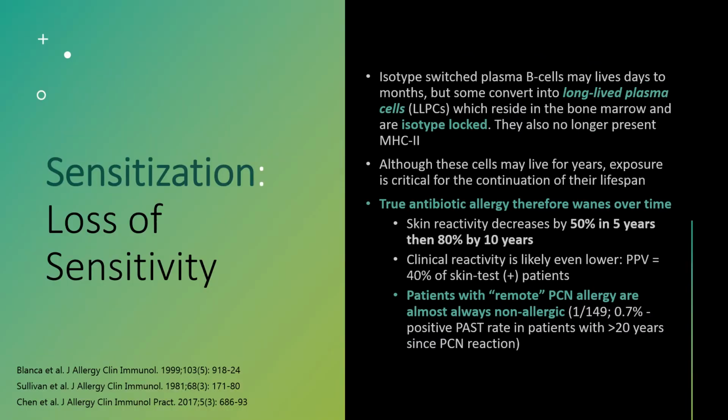An important feature of all hypersensitivity, but better documented with IgE-mediated allergy, is the loss of sensitivity that occurs over years. As isotype-locked plasma cells die off in our bone marrow over years, we lose reactivity to antibiotics over time. This has been well documented, with only about 50% of patients retaining skin reactivity after 5 years, only 20% after 10 years, and approximately no patients retaining it after 20 years.